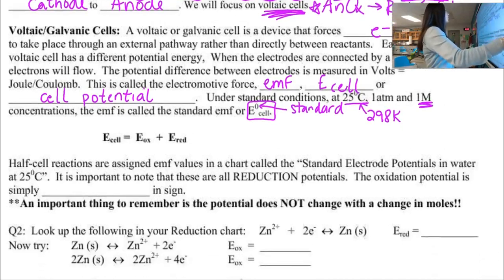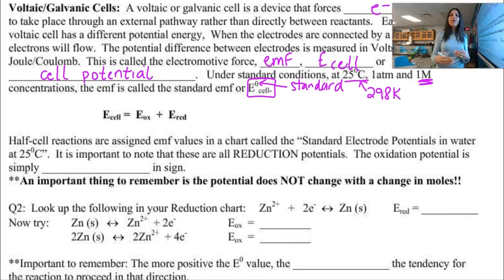Okay, so the cool thing is that when you want to know what your cell's potential is, all you have to do is figure out what is the EMF at your oxidation site, what's your EMF at your reduction site, and add them together. It's pretty cool. Okay, so half cell reactions are assigned EMF values in a chart, and it's called the standard electrode potentials in water at 25 degrees Celsius chart. It's important to note that these are all reduction potentials. I'm going to show you in just a second here.